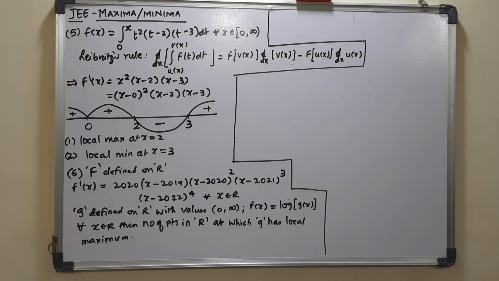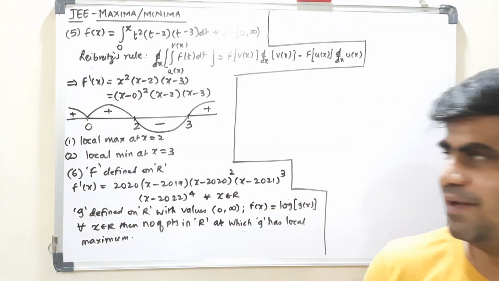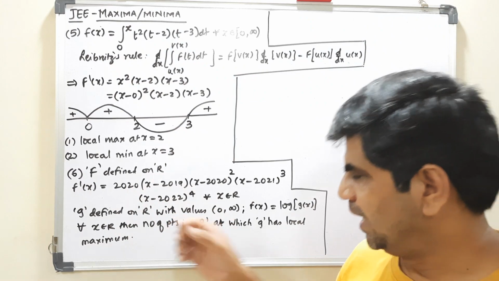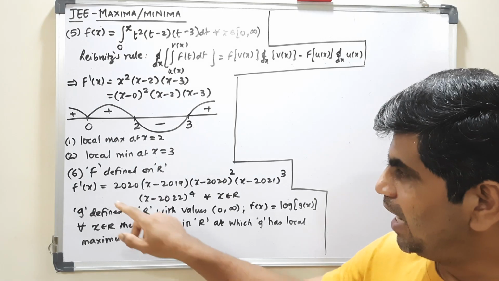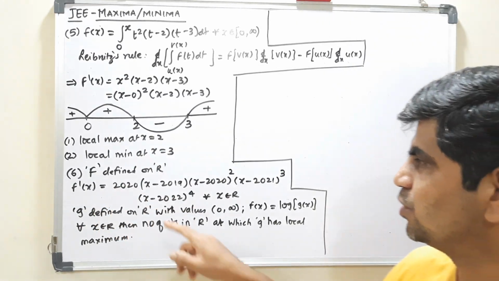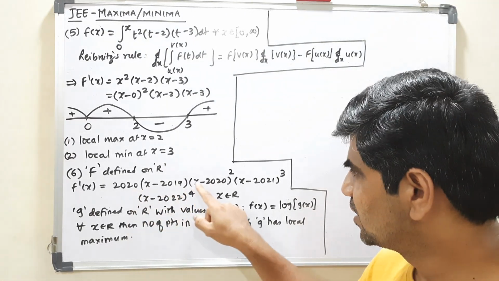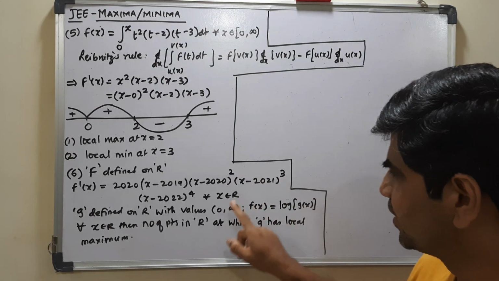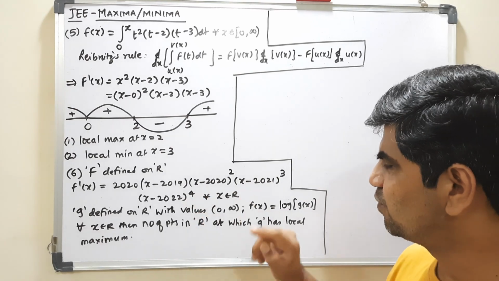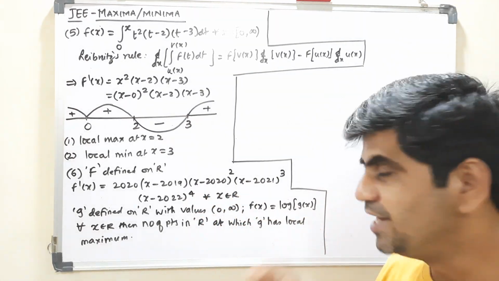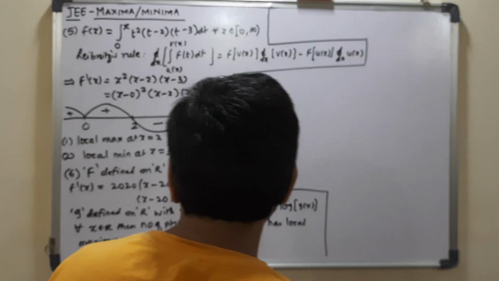Now come to this special question. It seems to be very big. I have written it out. The function is defined on real numbers, and f dash x is given as 2020 times (x minus 2019) times (x minus 2020) whole square times (x minus 2021) whole cube times (x minus 2022) raised to 4, for all x belonging to real numbers.